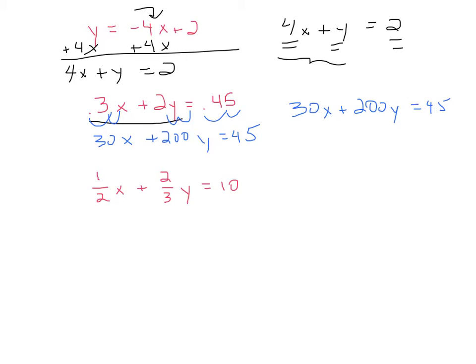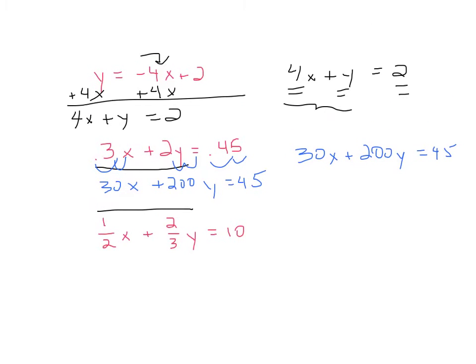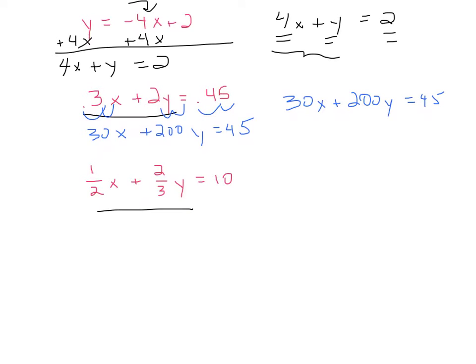For this last one, we have fractions. Again, we have x and y on the same side, so that's okay, but we have fractions. Therefore, we need to get rid of the fractions. The way to clear fractions is that you take the common denominator and multiply by that. The common denominator in this case is 6, so we're just going to multiply everything by 6.